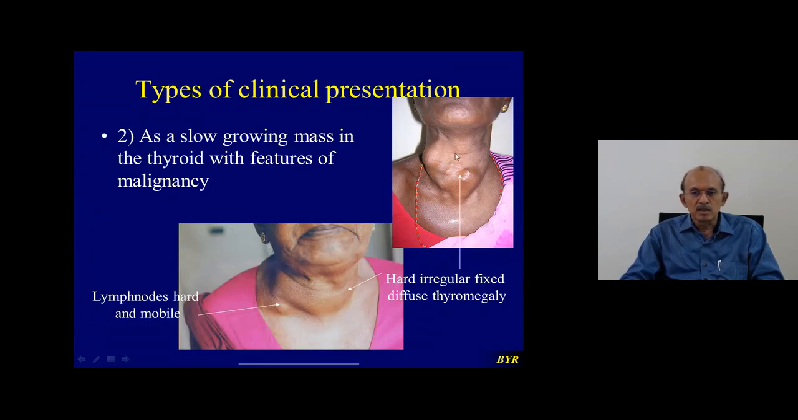So for example, this woman has had this mass in the front of the neck for 3 to 4 years. When examined, there is a hard, irregular, and fixed gland. That means fixed to the trachea, fixed to the prevertebral fascia. So, with features of malignancy. What are the features of malignancy for any organ? What are the features of malignancy?